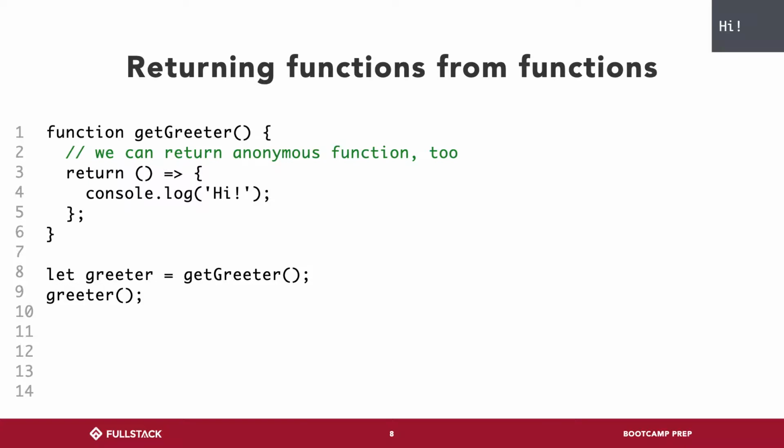We say let greeter, a variable, we're declaring it will be equal to the return value of getGreeter. The return value of getGreeter is an anonymous function. So that means greeter is now that function. So if you call greeter, we just get hi. Every time we call greeter, we're just going to get hi in the console. Any questions?